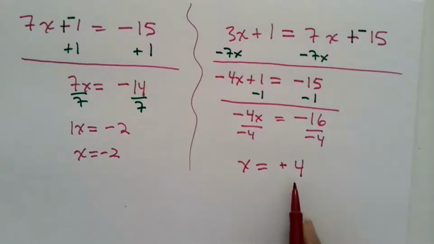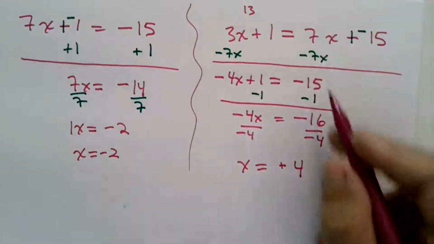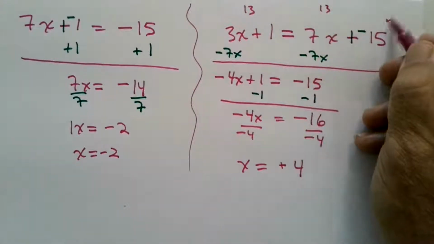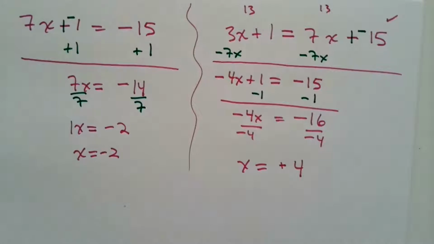Now you could try a little check. 3 times 4 is 12. 12 plus 1 is 13 when I plug it in on that side. 7 times 4 is 28. Minus 15 is 13. So that checks as well. So not a bad idea to continue to check. So let's do a couple more like that where we have x's on both sides to see how the equations work.